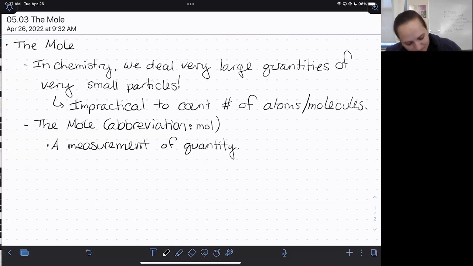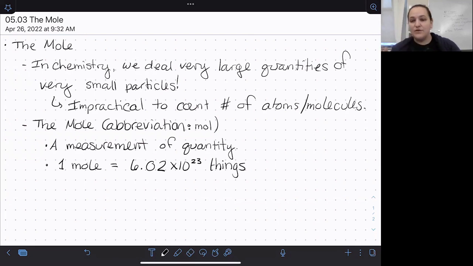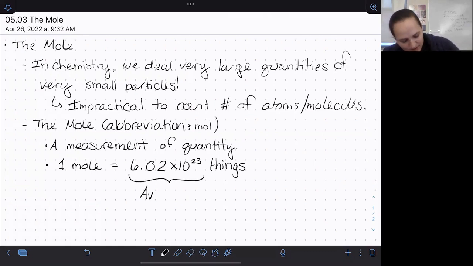So 1 mole of something is equal to 6.02 times 10 to the 23rd things, whatever you happen to be counting. Atoms, molecules, you could technically have a mole of cookies. It would just cover the entire Earth. And I'm not even joking about that. Not really an exaggeration. So 1 mole of anything is 6.02 times 10 to the 23rd items of whatever you care to count. This quantity is known as Avogadro's number.